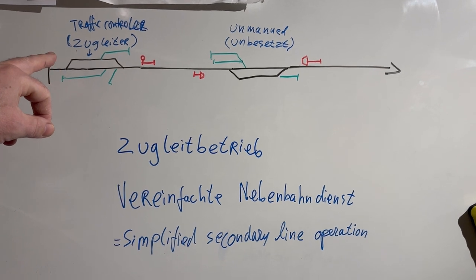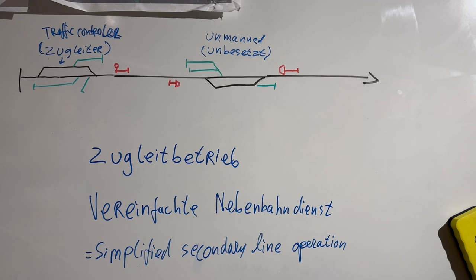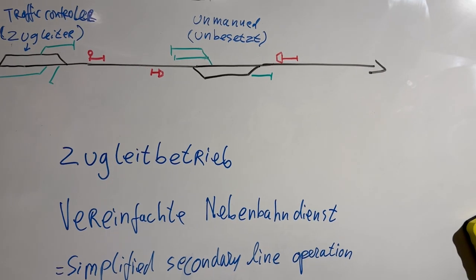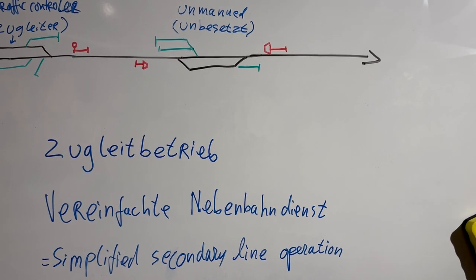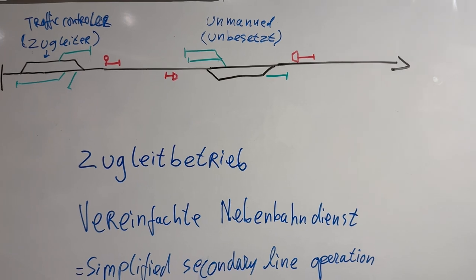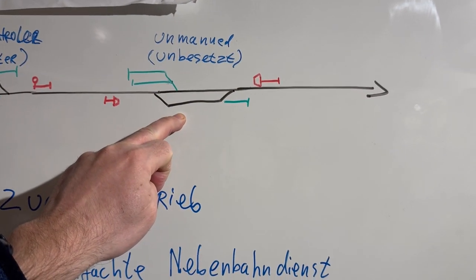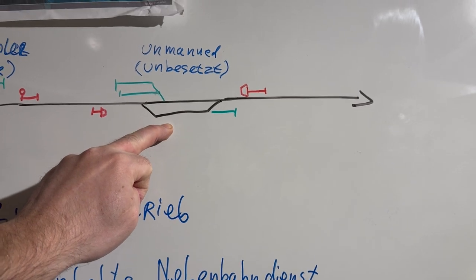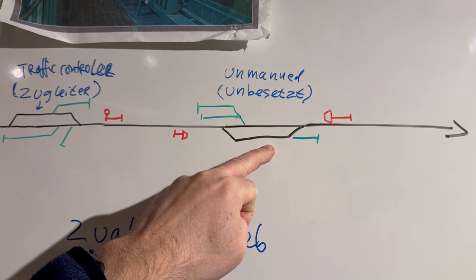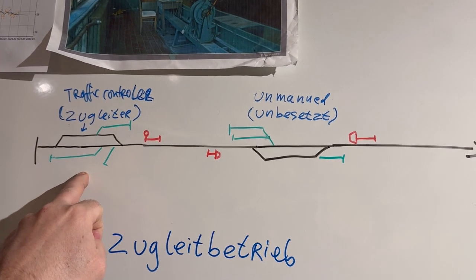What he has to do is maintain safety on the entire line. So every train has to phone him and ask for permission to drive to the next station. So in the first video we saw a train drive into the station, then phone the Zugleiter, and he gave permission to drive to the next station. Okay, simple.